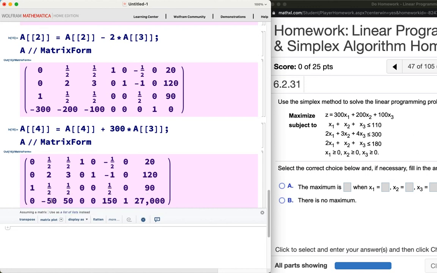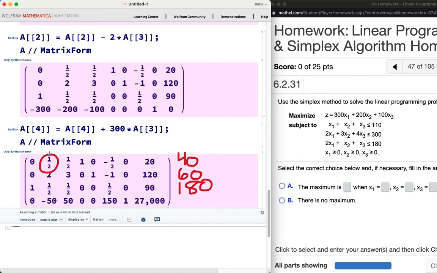I still see a negative value here, so where am I supposed to pivot? Well, 20 divided by 1/2 is 40, okay? 120 divided by 2 is 60. And 90 divided by 1/2 is 180. Okay, so the minimum of those 3 numbers is 40. So we have to pivot right over there. Okay, so let's go for it.